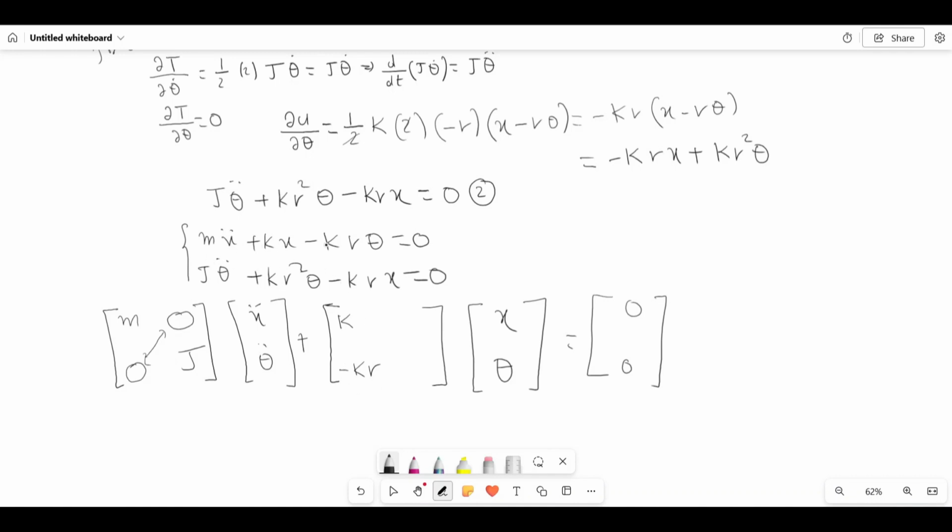At equation 1, do we have any expression with theta? Yes. Negative, minus kr. Yeah. Now we get back here. At equation 2, do we have any expression with x? Minus kr square, yeah.